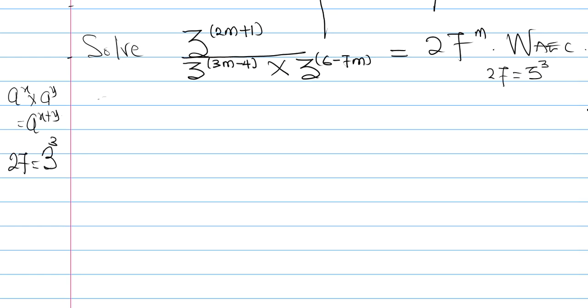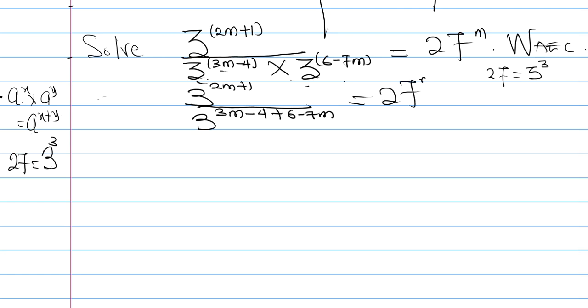Here, when you have the product of the same base, we add the powers together. Let me do it straight away. We have 3 raised to the power (2m plus 1) over, so just add the powers here and this one together. You can have 3 raised to the power (3m minus 4 plus 6 minus 7m) equal to 27 raised to the power m.